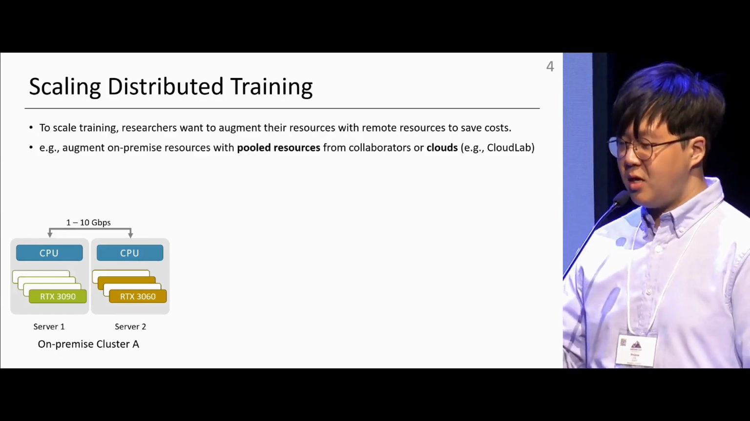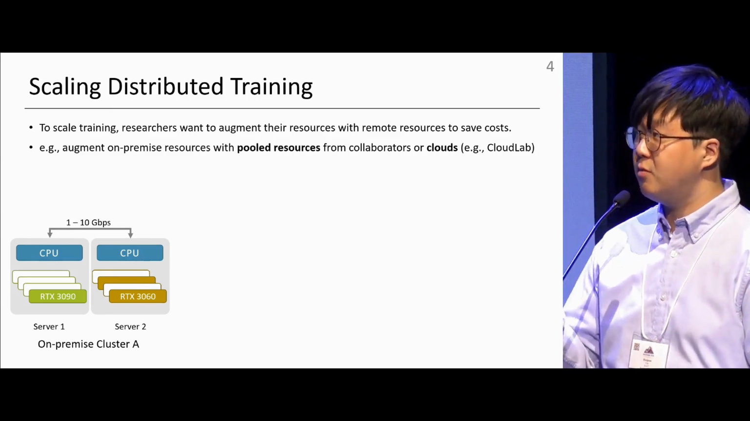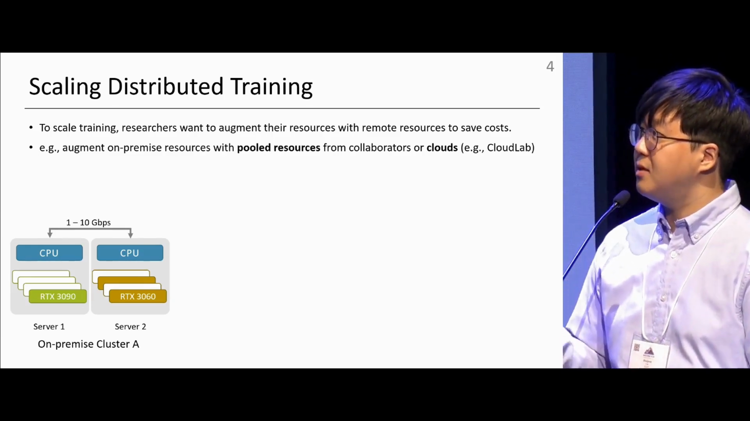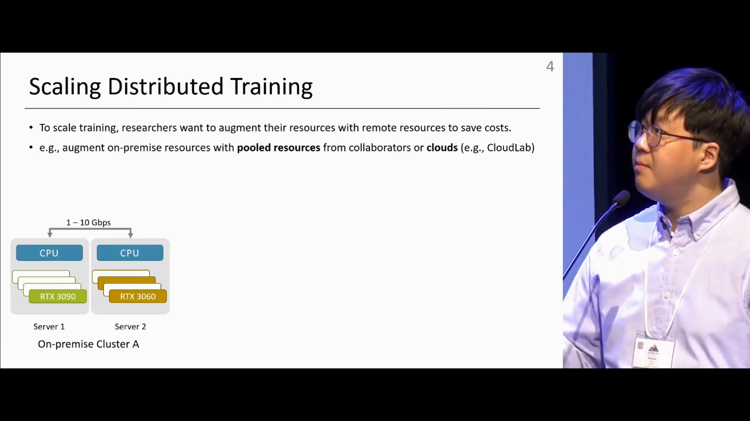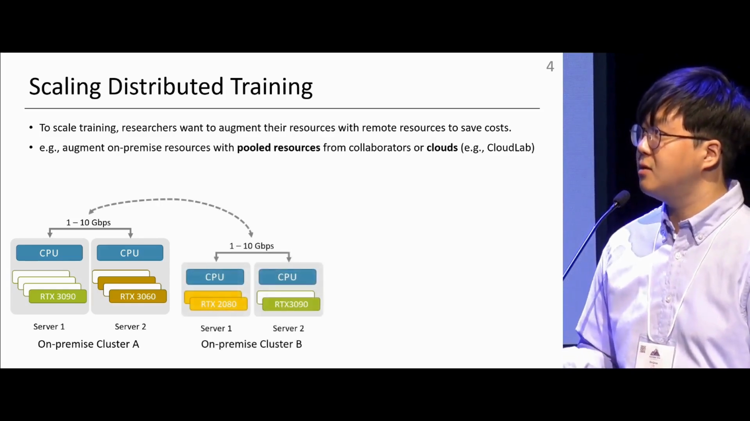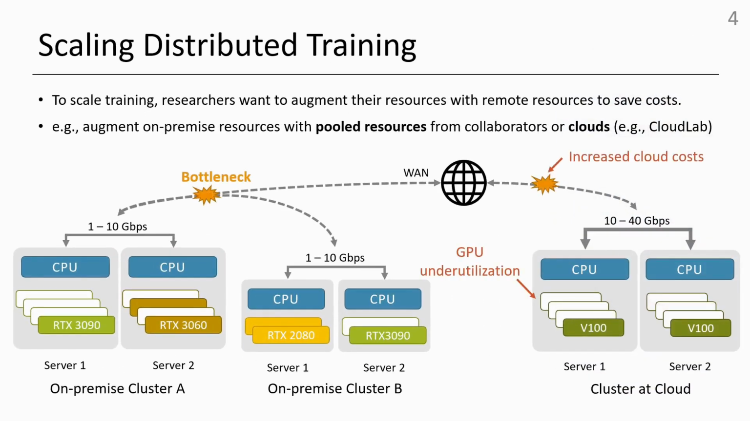However, there are some challenges when you try to scale distributed training with consumer-grade GPUs with slow internode connects. To scale and accelerate training, researchers may want to augment their resources with remote resources to save costs. For example, they may want to augment on-premise resources with resources from collaborators or from clouds. However, this becomes a problem when the WAN bandwidth is insufficient and becomes a bottleneck.